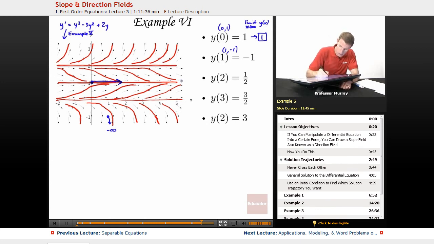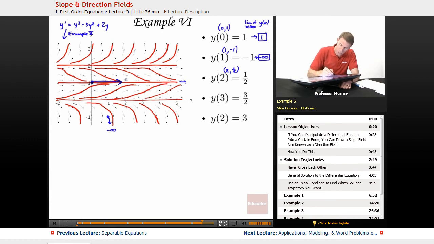So the limiting behavior of that solution would be, let's see, make sure I have space here, negative infinity. Y is going to negative infinity. Now, y of 2 is equal to 1/2. That means I plug in x equals 2. Y is equal to 1/2, and we'll see what solution trajectory that one catches up with.